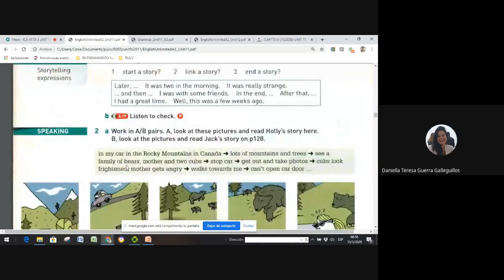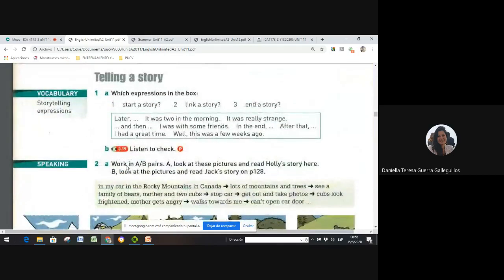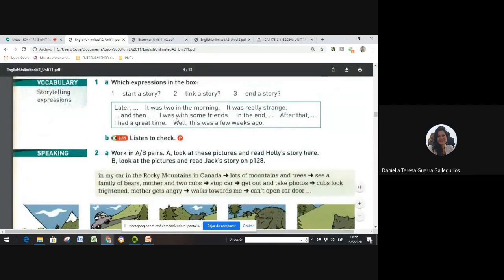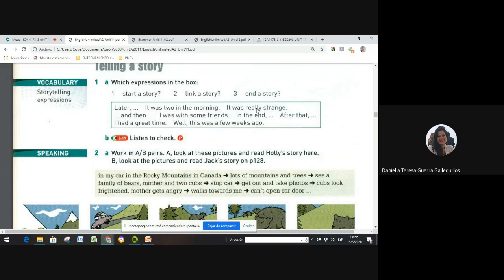So now we were talking about telling a story, right? We already practiced the articles. Now with the book, we are going to practice storytelling expressions. So here we have different expressions to talk about how to start a story, how to link, unir a story, and how to end a story. Let me see. If we think about those expressions when we are telling a story, if we say later, where do you think we put later? To start, to link, or to end a story?